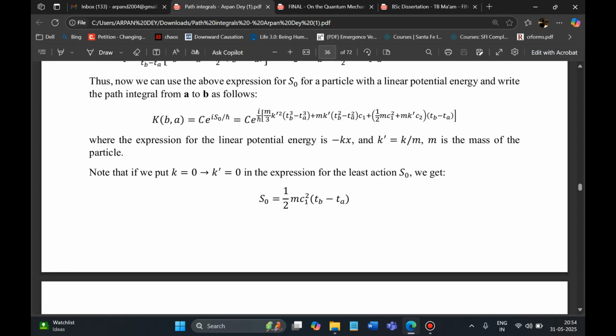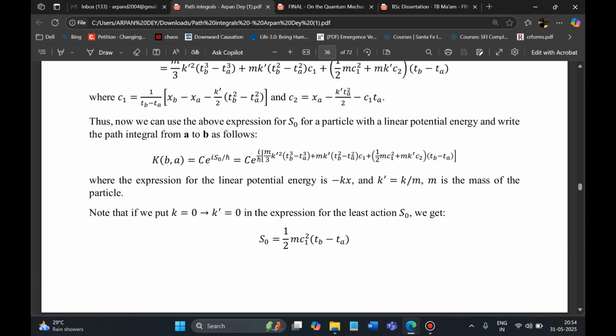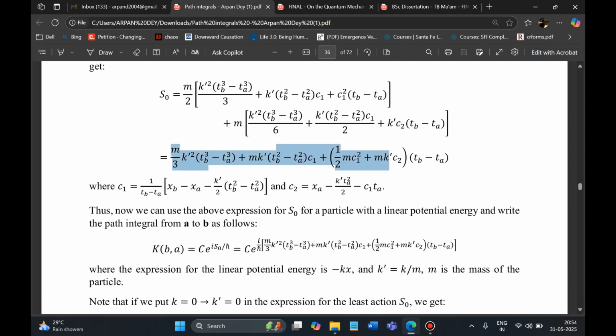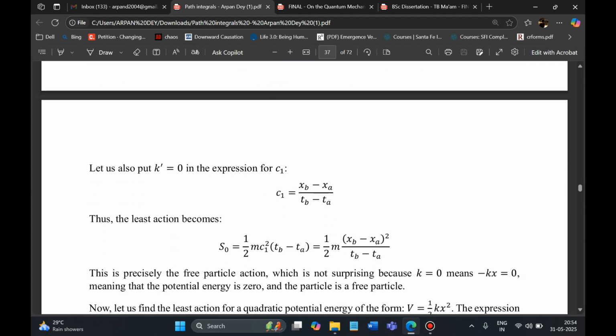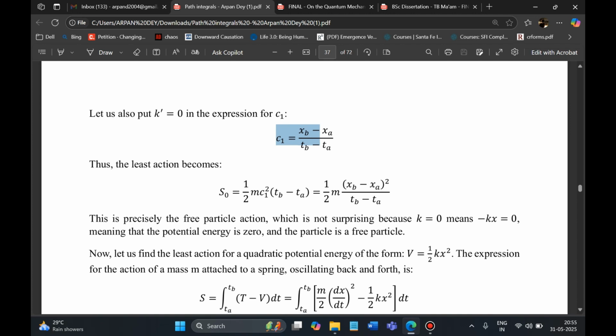Now in this expression, if we put k equal to 0, which means k prime will be equal to 0, because k prime and k are just related by a factor of constant mass m. So if we put k equal to 0 in the expression for S naught, the least action, putting k equal to 0 means putting k prime equal to 0, then we get this expression right over here. And if we put k prime equal to 0 in the expression for C1, we get this. You can check it out manually on pen and paper. So under the assumption that k prime equal to 0, the least action can be written like this, which is the free particle action.